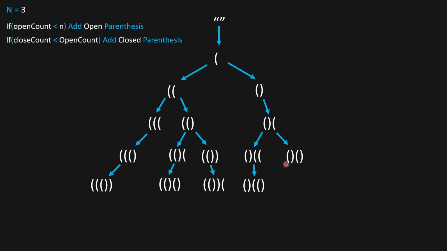And then finally, we're going to apply it to this one. We have 2 opens and 2 closed. And we can only add 1 open because our open is 2 and it's less than 3. So we can actually add 1. So let's do that. We've only added an open.